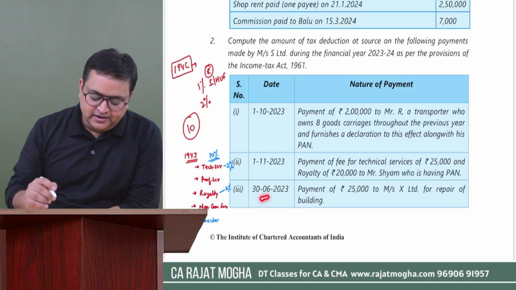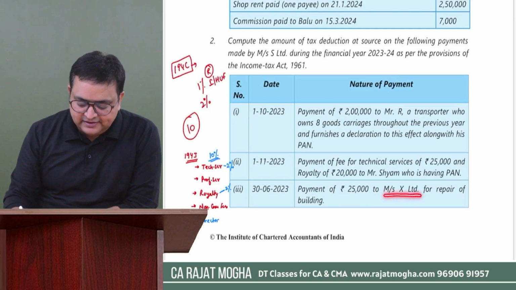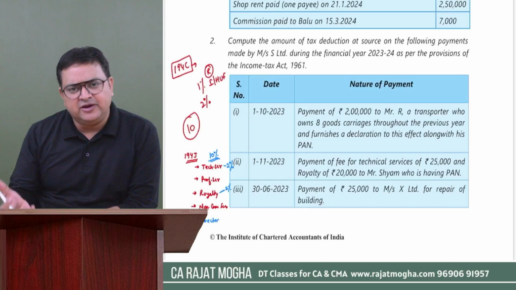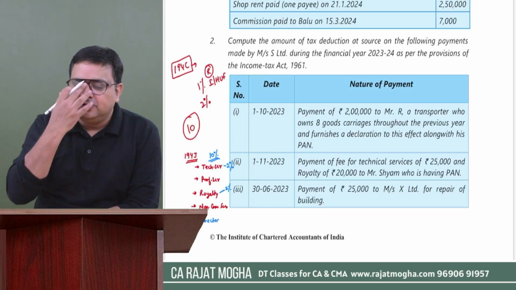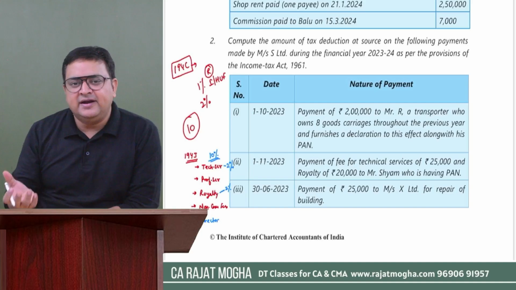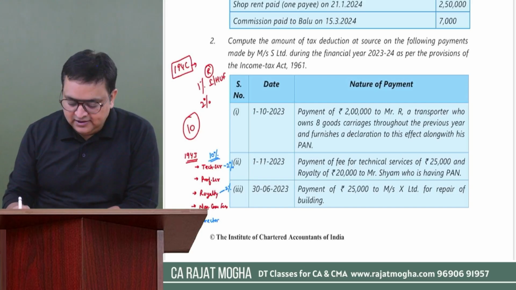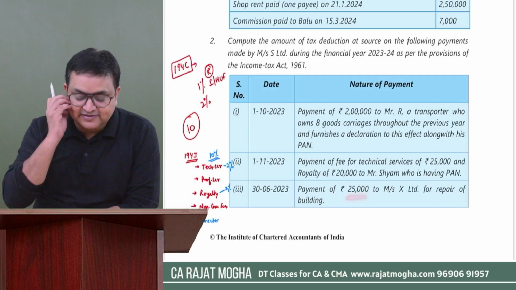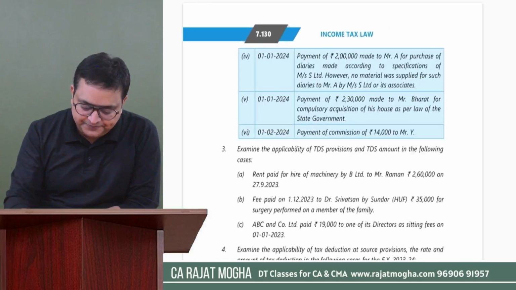Okay, next, third. Payment of 25,000 rupees to Messrs X Limited for repair of building. See, repair of building will again come under contract, a repairing contract. So 194C would be applicable, and we understand for a single contract the limit is 30,000, for multiple it is 1 lakh. So here we are making a payment which is less than the threshold limit. No TDS will apply over here as well.